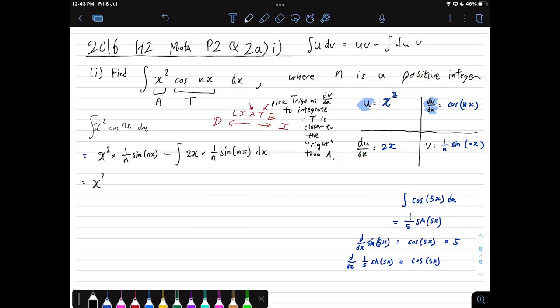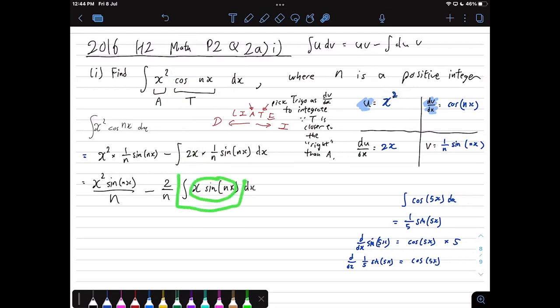What's the advantage in doing that? Let's simplify this: x squared times sine of nx all divided by n, minus the integral of 2x times 1 over n sine nx. You ignore all the constant coefficients, just factor it out. So it's minus 2 over n times the integral of x multiplied by sine of nx dx. What is so useful about this? It has reduced the power. That's the advantage. Can you see? By differentiating, we reduce the power. It makes the final integral easier.